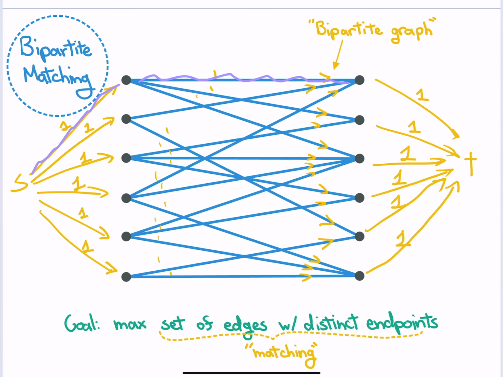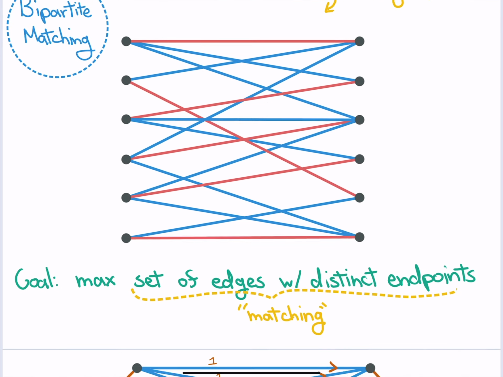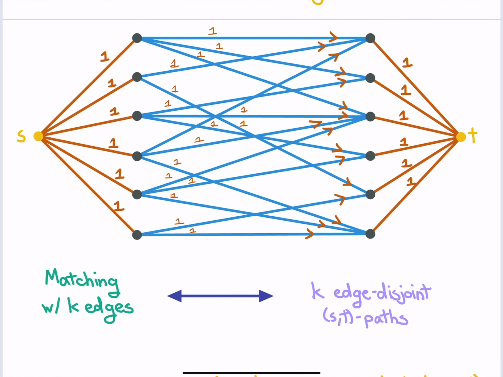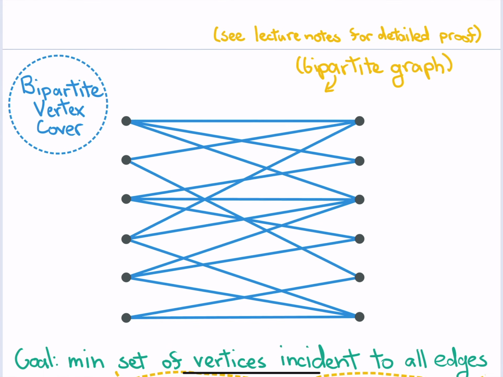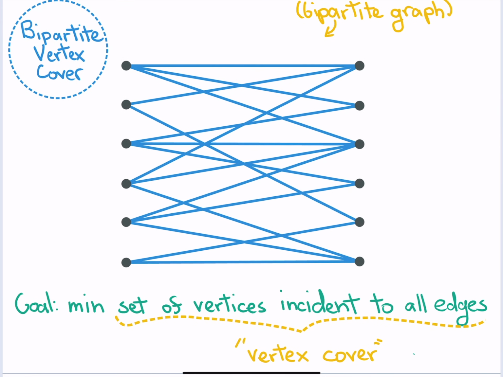All right. Good. So there's a matching with k edges if and only if there are k edge disjoint paths. And I'll go relatively quickly, and then in the notes you'll find long, thorough paragraphs going both directions of the proof and stuff like that.